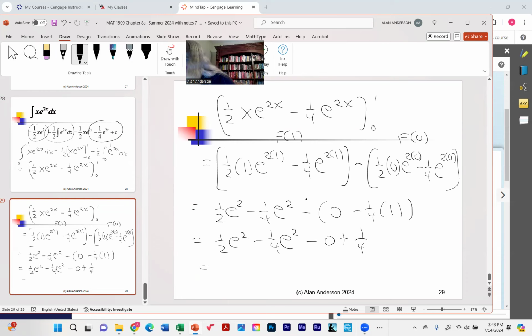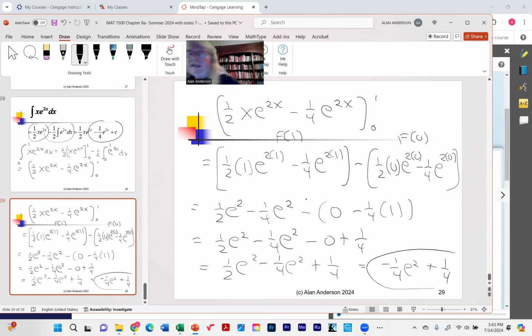So you ultimately ended up with 1/2 e squared minus 1/4 e squared plus 1/4. And if you want to consolidate these two terms, you'll end up with negative 1/4 e squared plus 1/4. And that would be the definite integral, the area under the curve between 0 and 1 for this function, if you need that information.